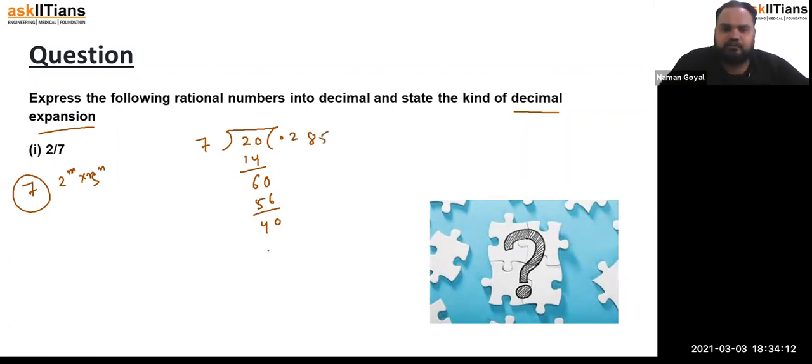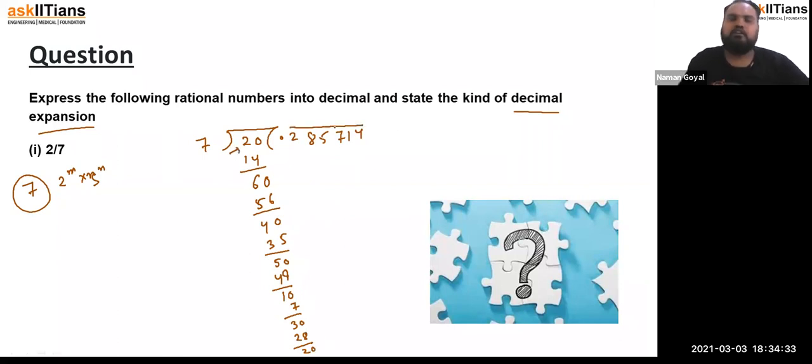5 times 35. Now 5, 0. 7, 49. 1, 0. 1. 7, 30. And 4, 28. 20. Now 20 will come again, so it will be repeated like that. This number will be getting repeated.